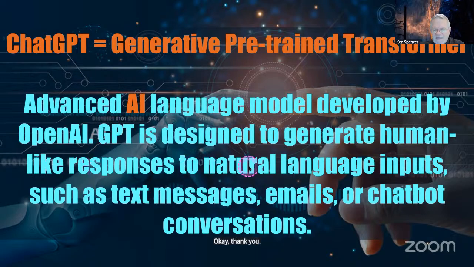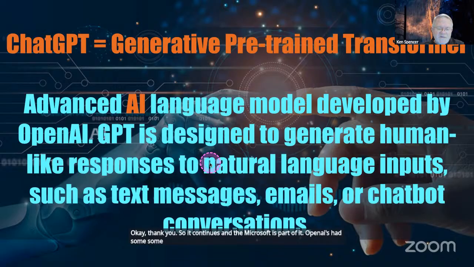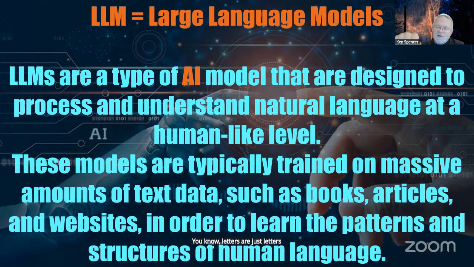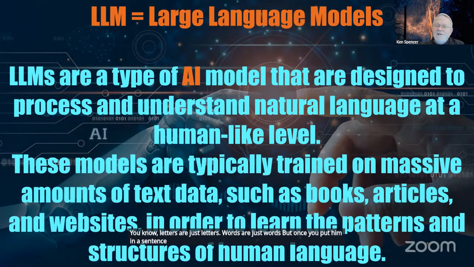So it continues, and Microsoft is part of it. OpenAI has had some comings and goings, but they're very good, and it's where it started. And LLMs, which means large language models, just means that when we give it voice, words, and sentences, it's going to give you that back. And it's not an easy thing, because letters are just letters, words are just words. But once you put them in a sentence and their thoughts, there's a lot going on there.